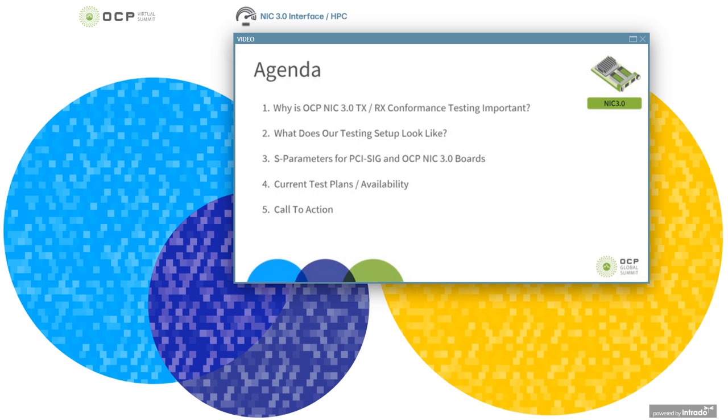The topics we will be covering today are: why is OCP NIC 3.0 TX-RX conformance testing important? What does our testing setup look like? S parameters for PCI SIG and OCP NIC 3.0 boards, current test plans and availability, and the call to action.